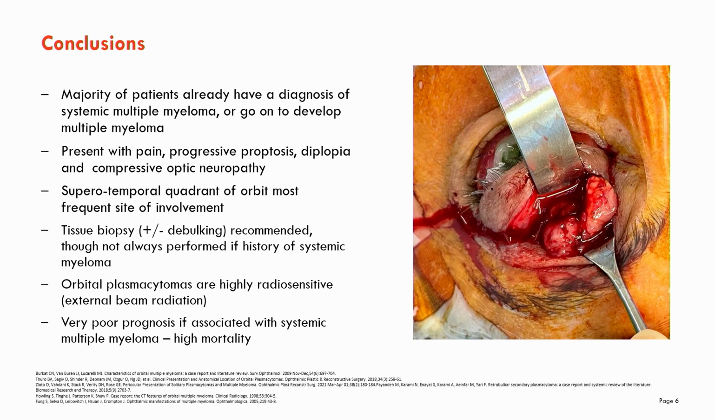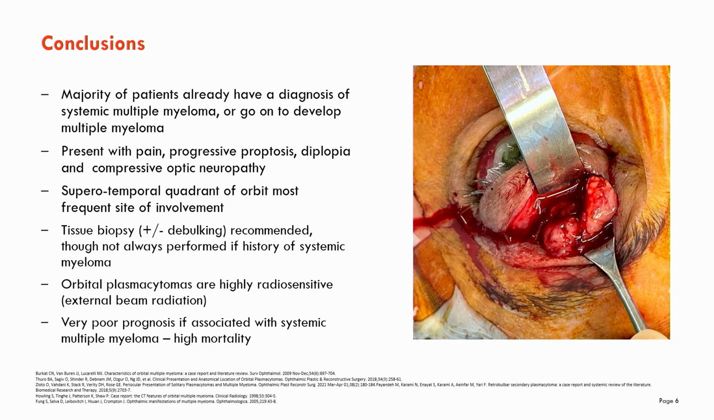So in conclusion, the majority of patients with orbital plasmacytomas already have a diagnosis of systemic multiple myeloma, or they go on to develop multiple myeloma at a later stage. So it's very important that we do identify these patients. They typically present with pain, progressive proptosis, diplopia, and compressive optic neuropathy.